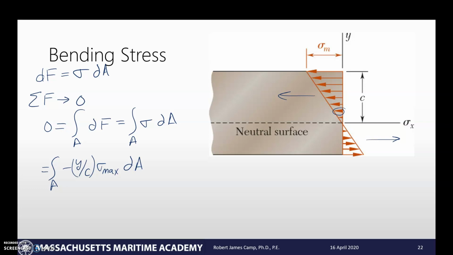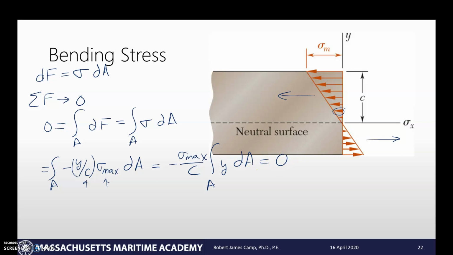And so let's pull the constants out, and the constants are things that are not going to change with the area. So stress max isn't going to change with the area. Stress max is always going to be the stress max. Same thing with c, because that's not going to change. So I can pull those out because they're not going to vary with the area. So negative stress max over c, and then we're going to integrate y over the area. Now, we've said this all has to equal 0.